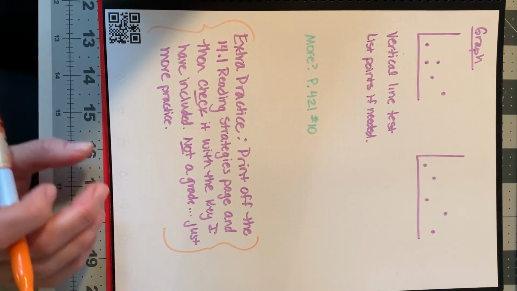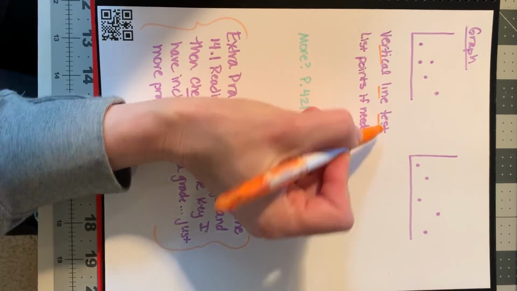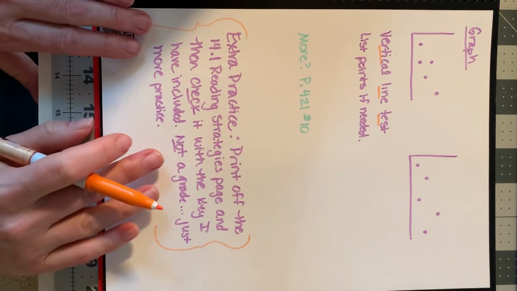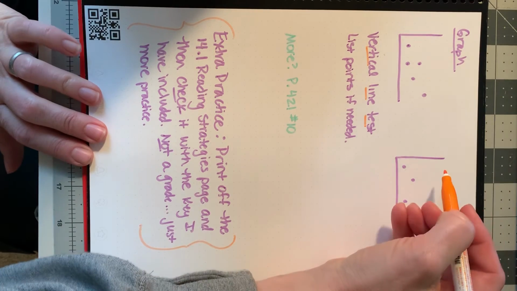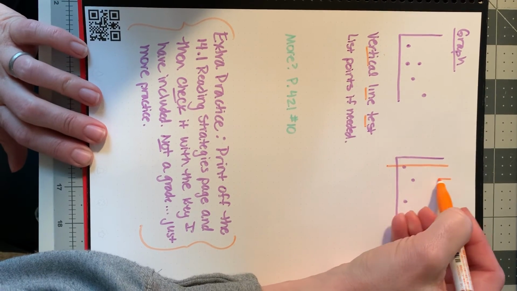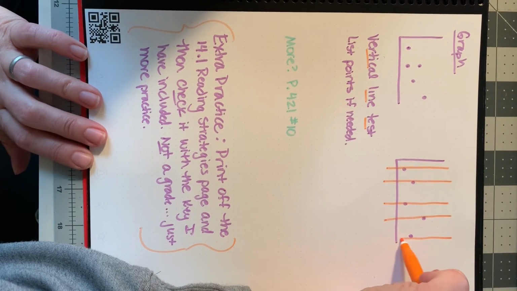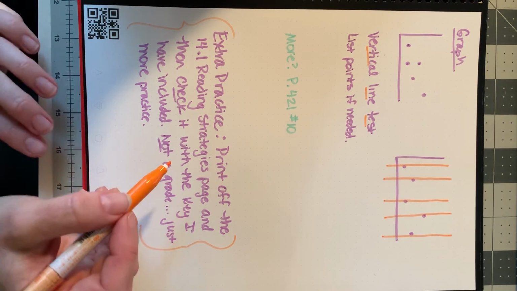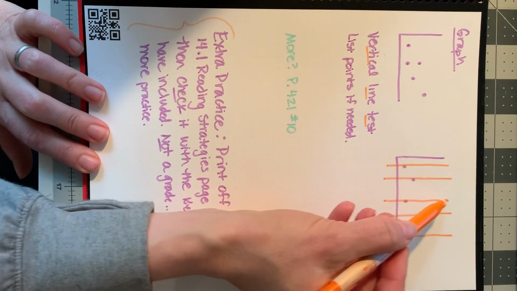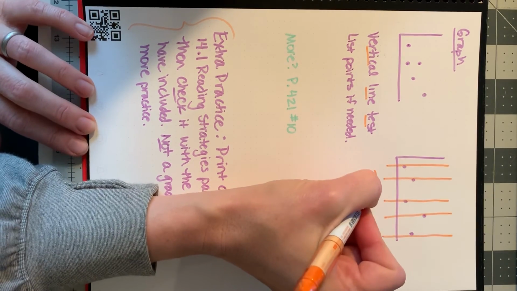The last way is using a graph. And on a graph, we're going to get to use something called a vertical line test. A vertical line test sounds exactly like it says it is. I'm literally going to draw a series of vertical lines on my graph. If at any point these vertical lines touch more than one point, then it's no longer a function. Notice here, every one of these orange lines only crosses the purple point one time, so this is a function.